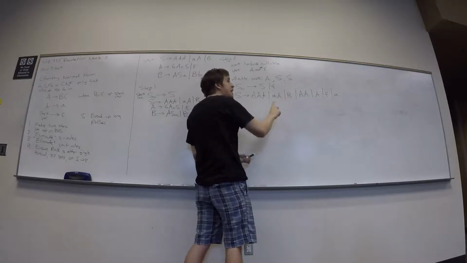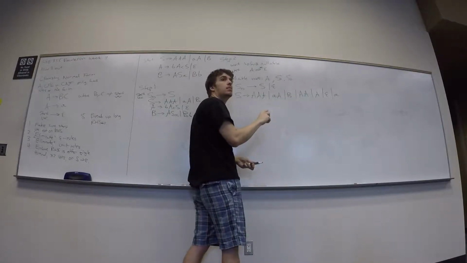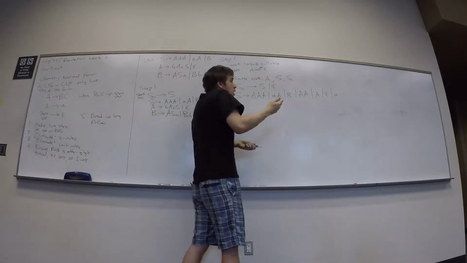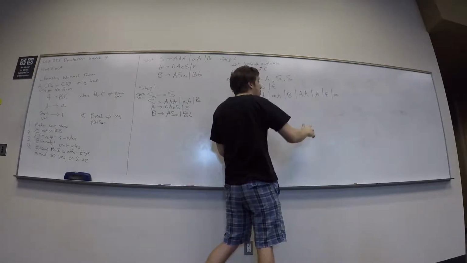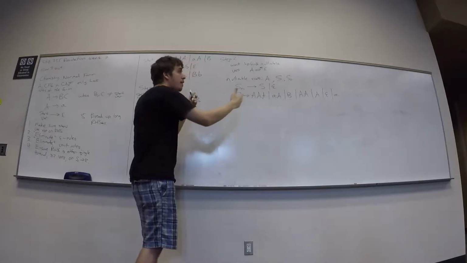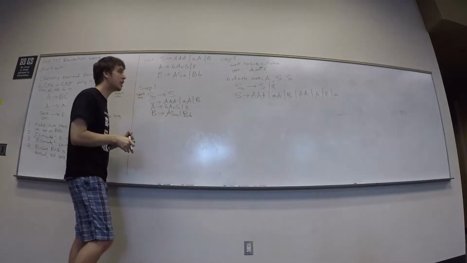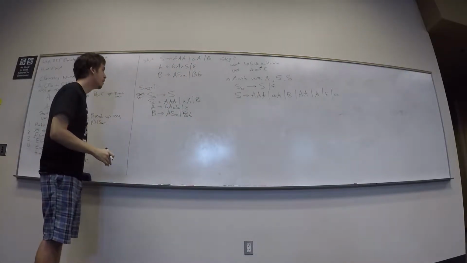What about S goes to B? Should I worry about that one? No, because B is not nullable. And even if it were, then I already had S to epsilon, which I will get rid of, but I've already handled that. So we're done with S's rules, so that's good.